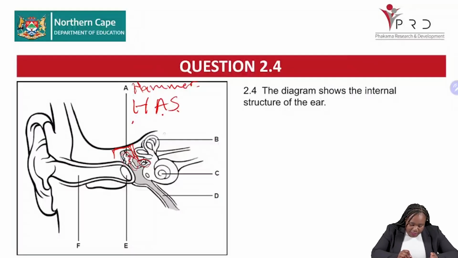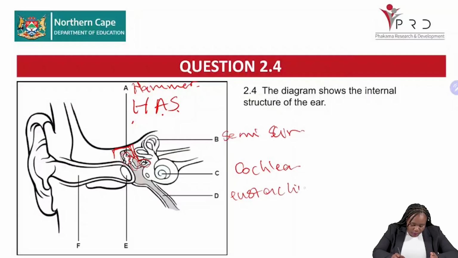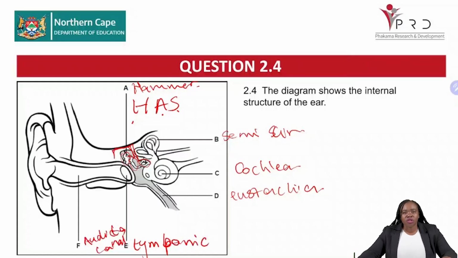Right. And then B, semicircular canals. And then C, the cochlea. D, the eustachian tube. E, tympanic membrane. Right, and then F, auditory canal. Right, now when we get to the questions, you already have the parts.